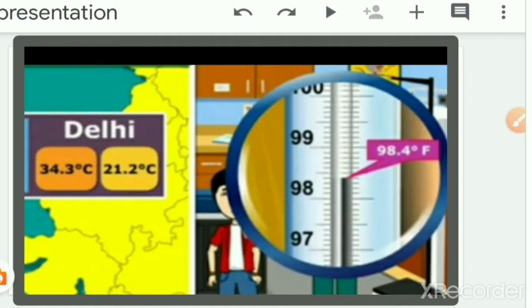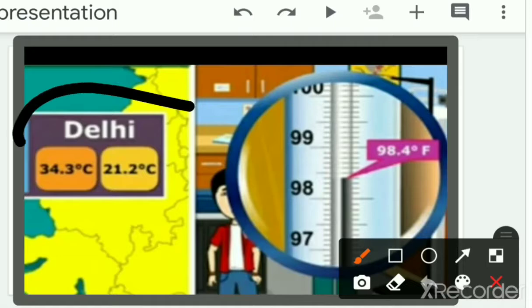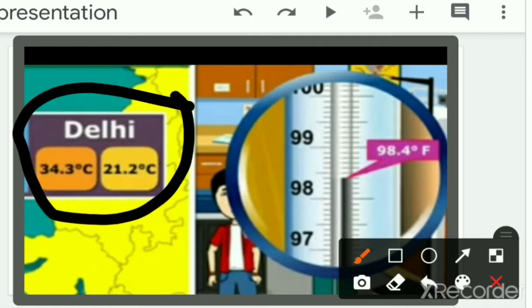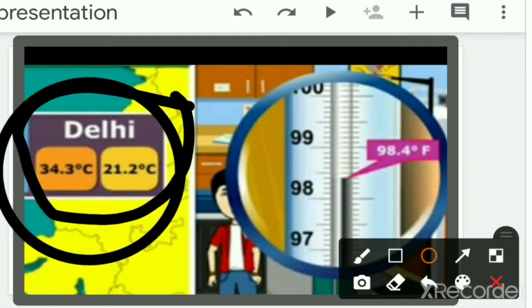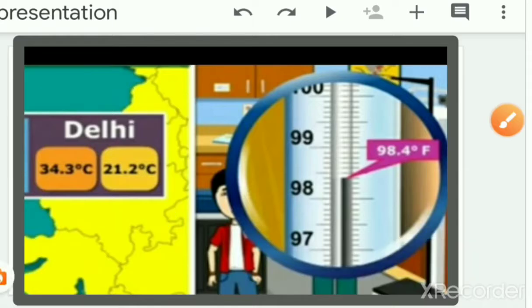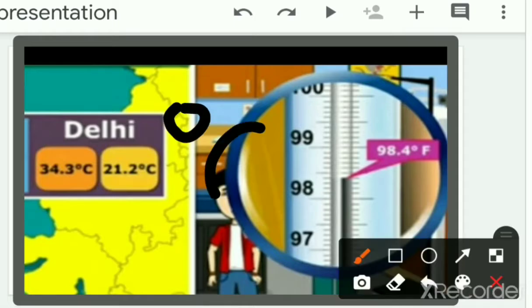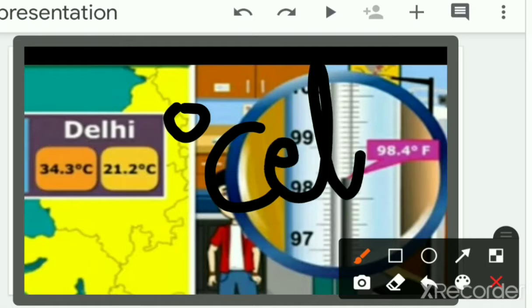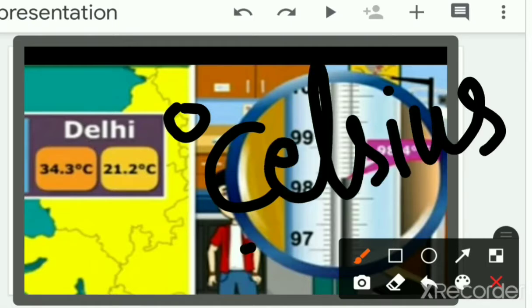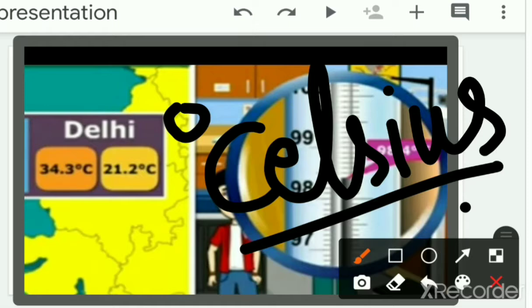Before starting, let's see what is given to you here. You are given the temperature for Delhi. It is given as 34.3 degrees Celsius and 21.2 degrees Celsius. This is the degree symbol and C stands for Celsius. This is the unit.